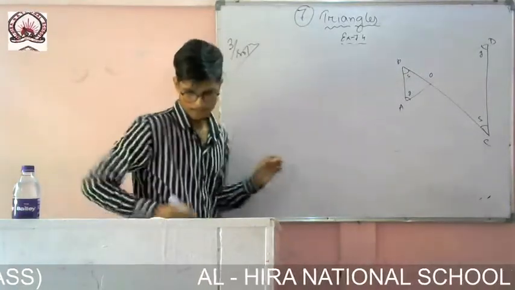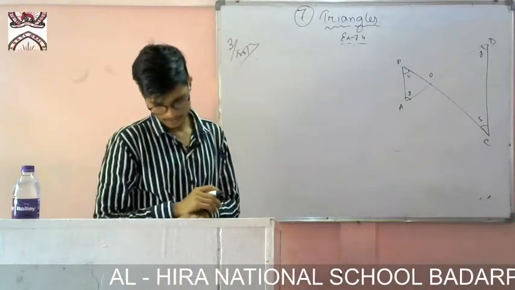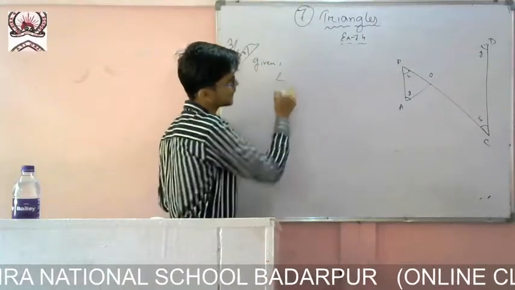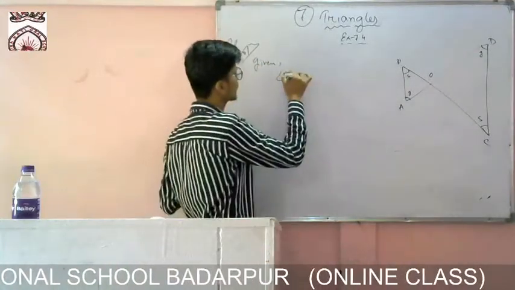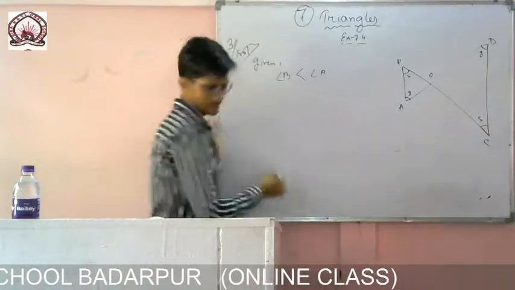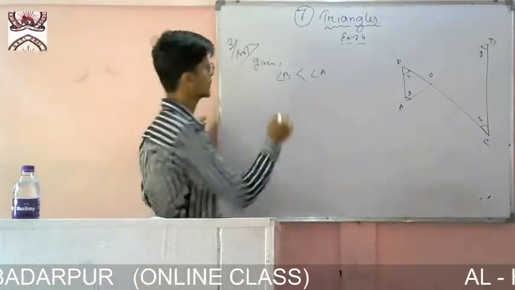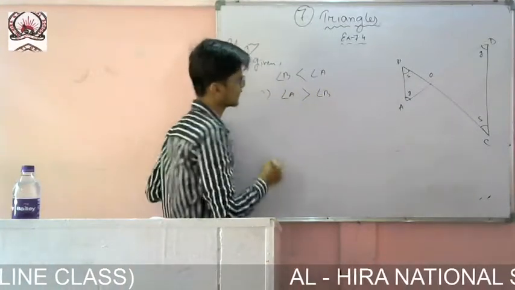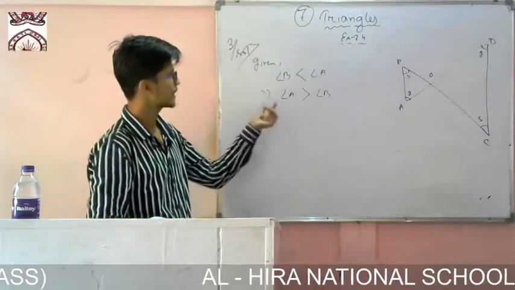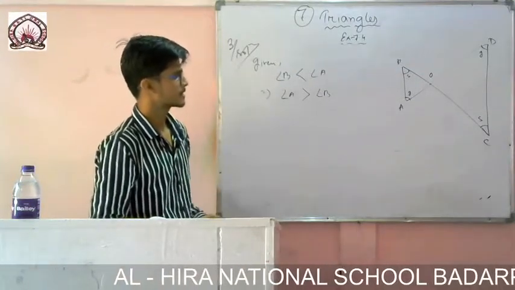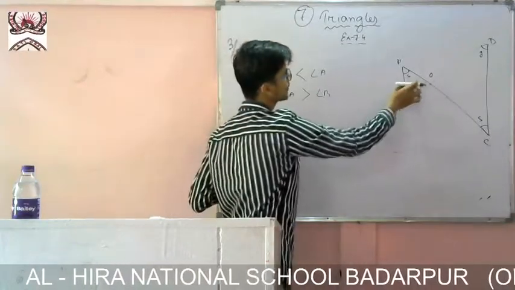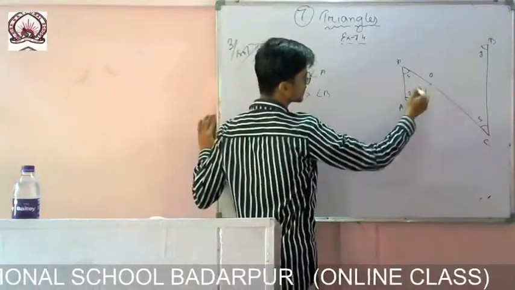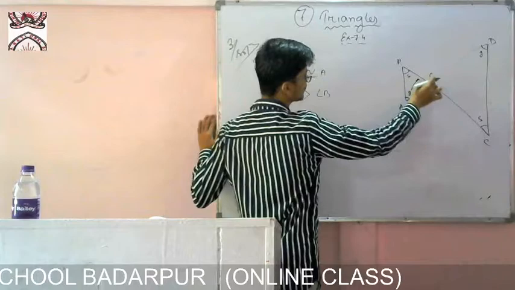Since it is given in the question, you write: given angle B is smaller than angle A. So let me arrange it and write angle A is greater than angle B. If angle A is greater, that means the side opposite to angle A, it is OB. So OB will be greater than OA. If this one is greater, then that side will also be greater.